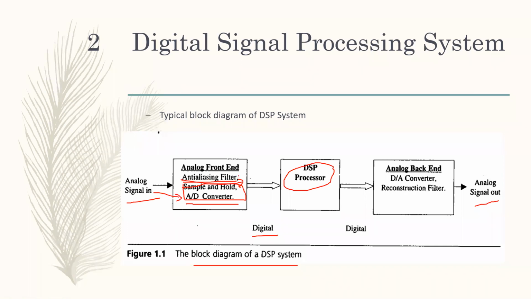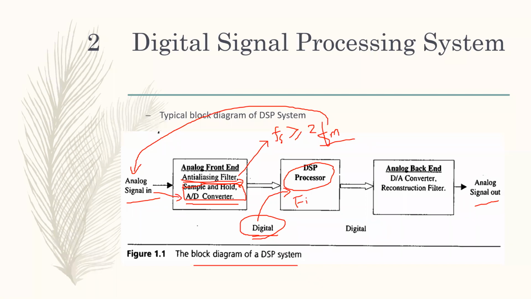The anti-aliasing filter is used to satisfy the condition that sampling frequency is greater than or equal to 2 times FM, where FM is the maximum frequency present in this analog signal, or the band limited signal, what we call. Once we do this, we'll get a digital signal, which is given to the DSP processor, wherein you can perform any of the processing actions. Say if you want to pass it through a digital filter, you can do that. If you want to transform the signal and do some analysis, you can do that. So the result of that is again a digital signal.